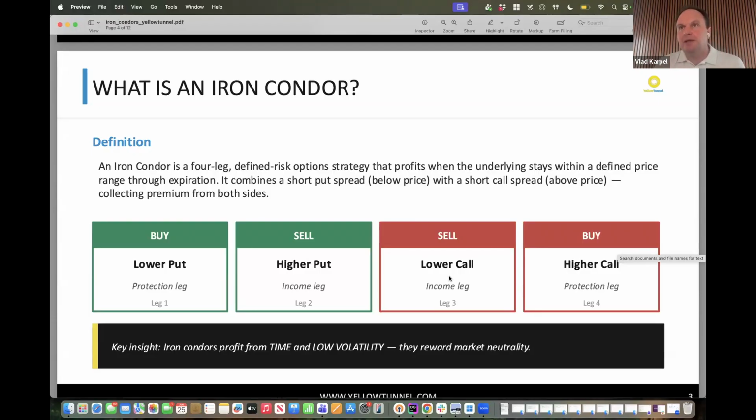So in general, 9 out of 10 times, or 9 out of 10 people, especially if you're new or you have limited capital, you do not want to sell naked puts and naked calls. Then what do you have to do? You have to give up some of that premium that you collected and hedge yourself. So you buy a lower put, the protection leg. I like that term. The income leg is where you sell, and protection is you protecting yourself in case the market sells off.